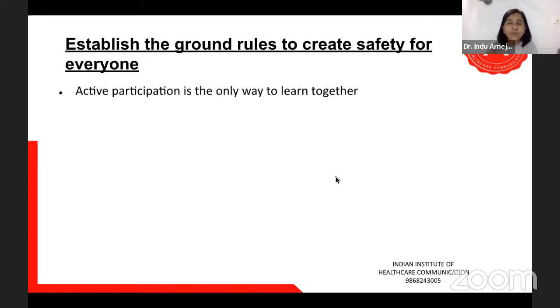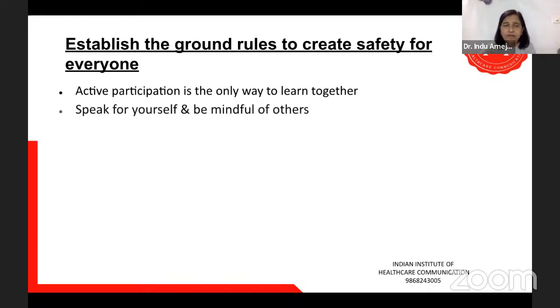This is one thing that you can establish right in the beginning: ground rules, group rules. When you have these ground rules right in the beginning, everybody gets to know that they have to participate, because that's the only way to work together. You have to also tell them, please speak for yourself and be mindful of others. This is a message for those who would probably speak more often than others. It's a subtle way of telling them, please, when you speak, be mindful.